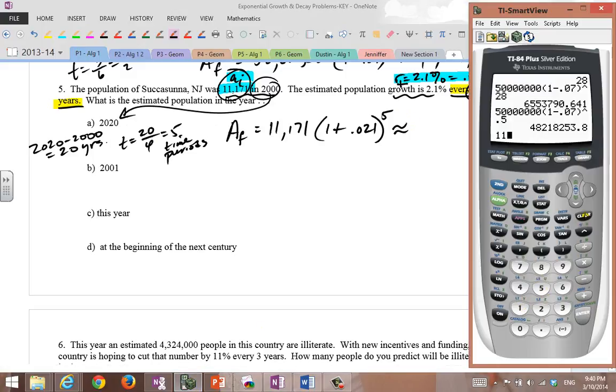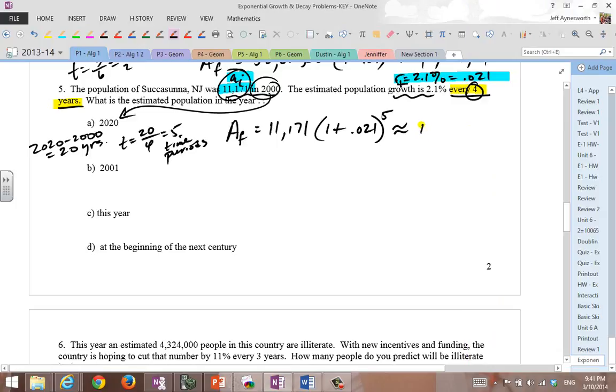Let me clear this out on this new problem. 11,171 times 1.021 raised to the 5th power. Double check your input, because good input usually gives you good output on these things. So 12,394. 12,394 was the population at that point.